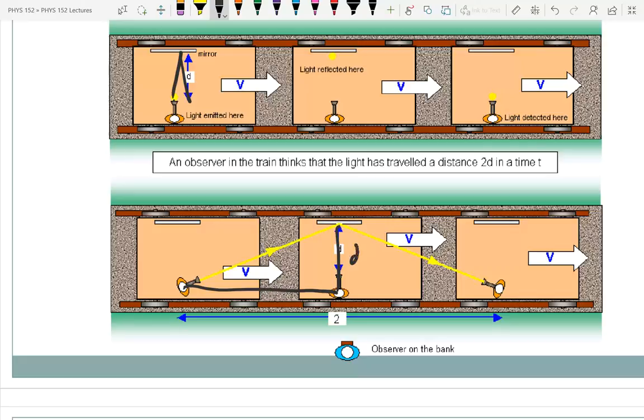So this side here was D. This side here is the time for half a tick multiplied by the speed at which the train is traveling. So that's going to be the speed of the train multiplied by delta T prime over 2. I better change it from black because that didn't show up very well. So that's the distance here. So what's the hypotenuse?